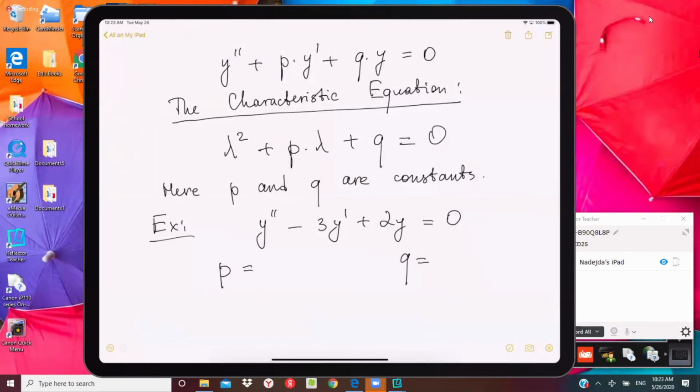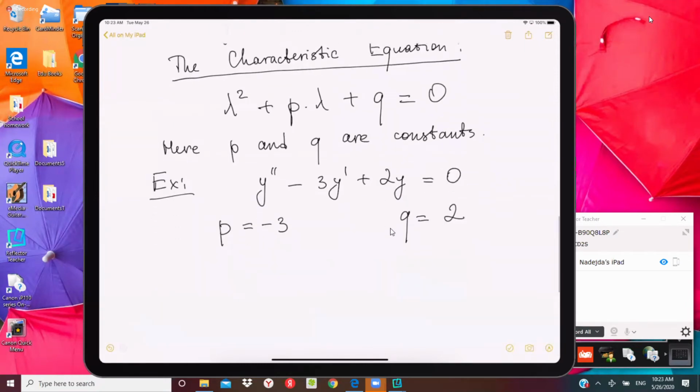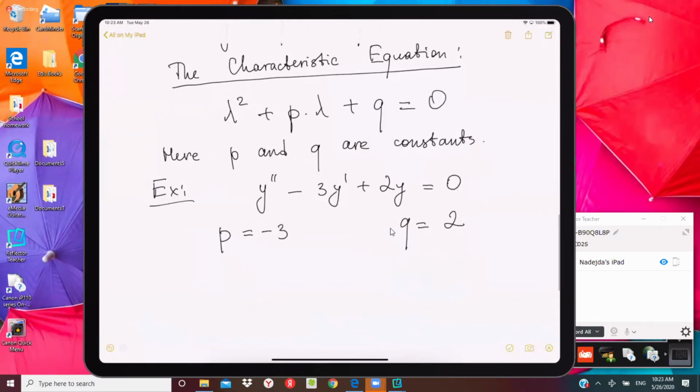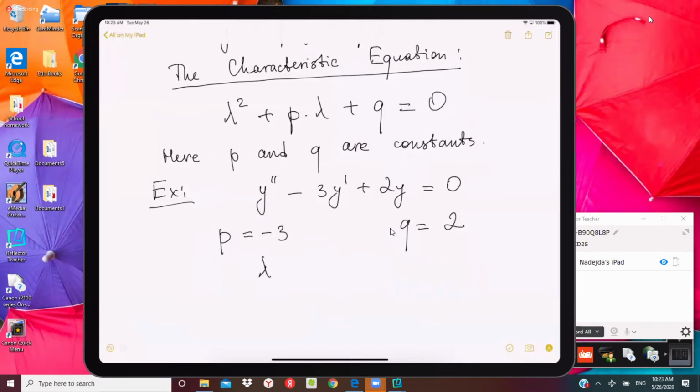Negative 3 and 2. P is negative 3, am I right? And Q is the number in front of y, right? So this is 2. So now tell me, what is the characteristic equation? Help me to build it. Lambda squared minus 3 lambda plus 2. Excellent, there you go. So this is the characteristic equation.